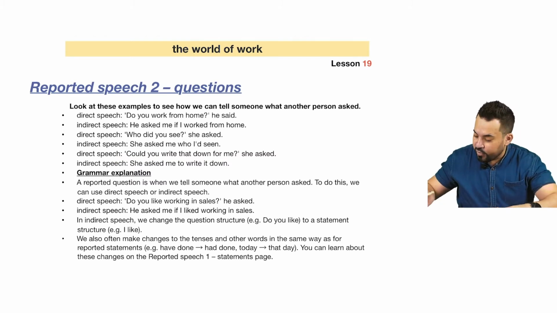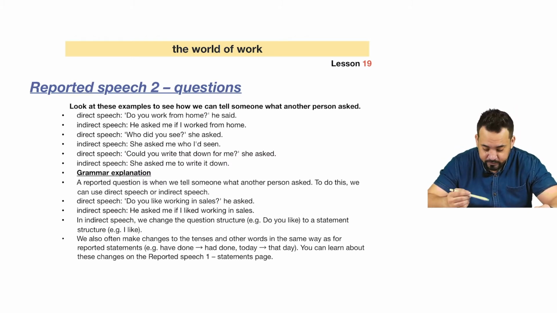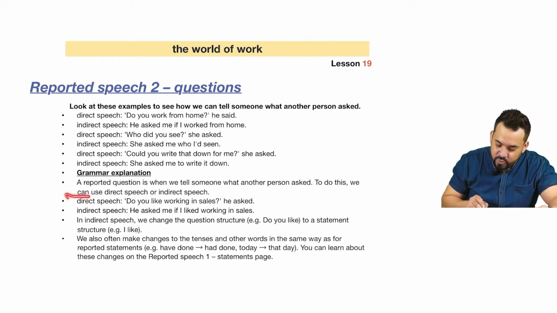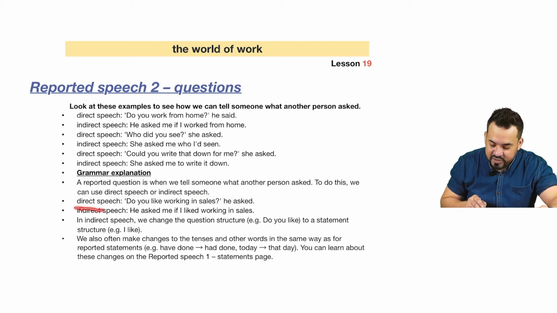Let's do a quick grammar explanation. A reported question is when we tell someone what another person asked. To do this, we can use direct speech or indirect speech. Direct speech: Do you like working in sales? Indirect speech: He asked me if I liked working in sales.